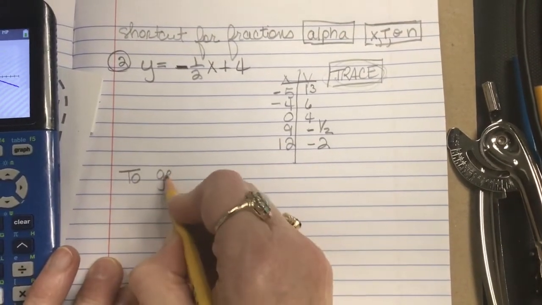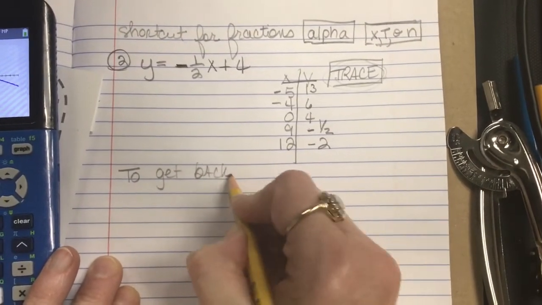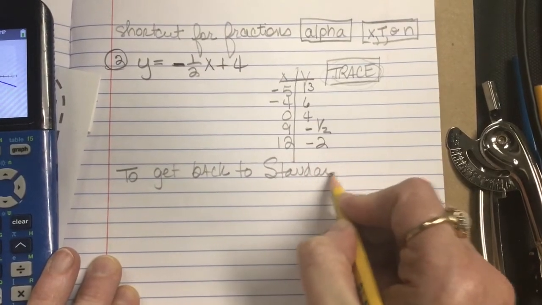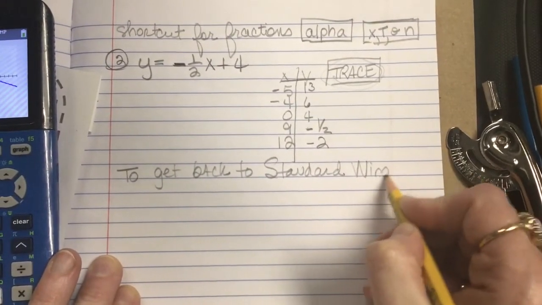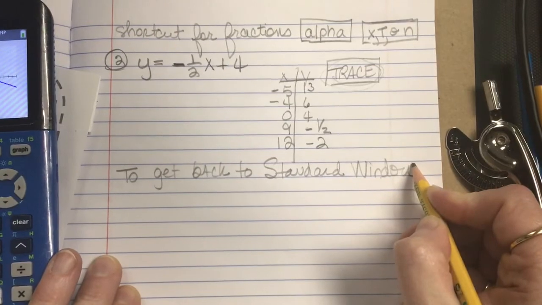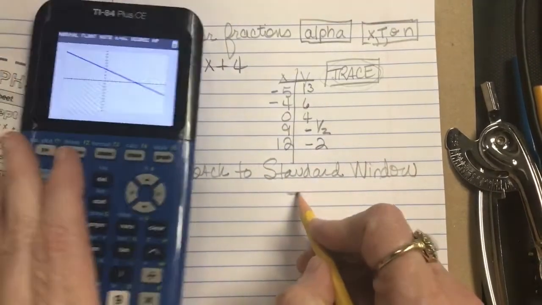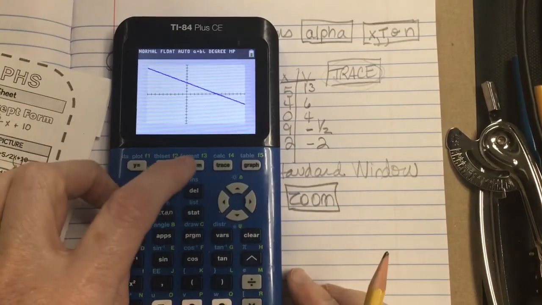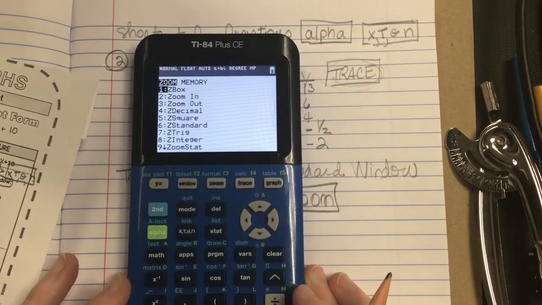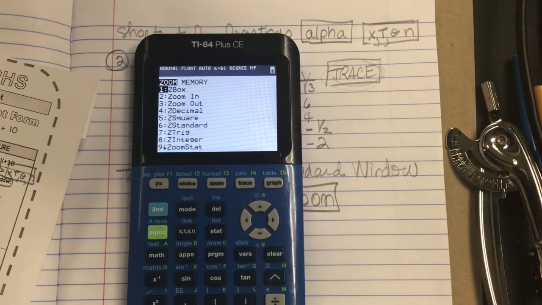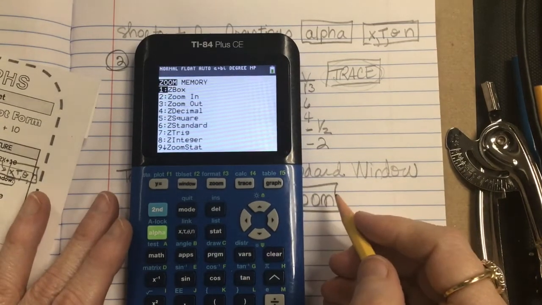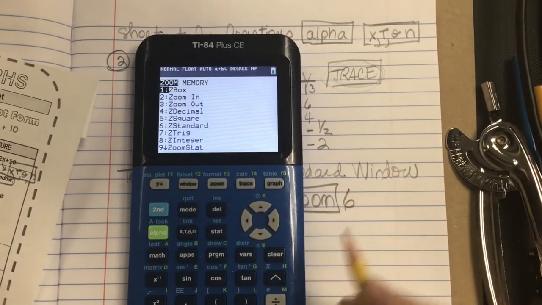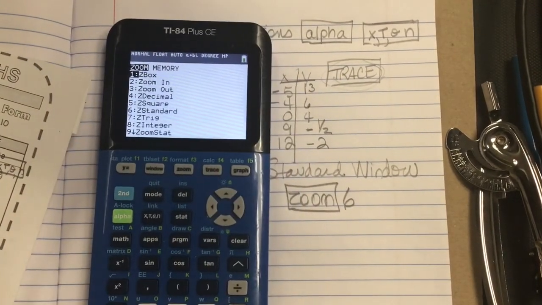To quickly get back to standard window. Again, we want things quick. You hit the key zoom. Go to zoom, and I'll let you tell me which one you think it is. What do we want? Standard window. Which one's standard? 6. And just hit the 6. Don't arrow down. That's just too many more keystrokes. Zoom 6. I will ask you that a lot.